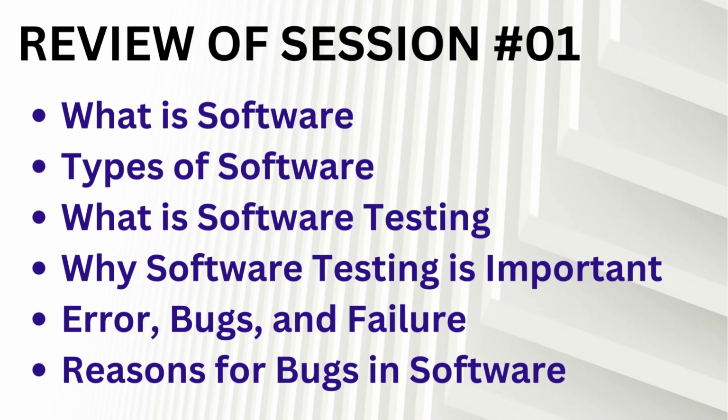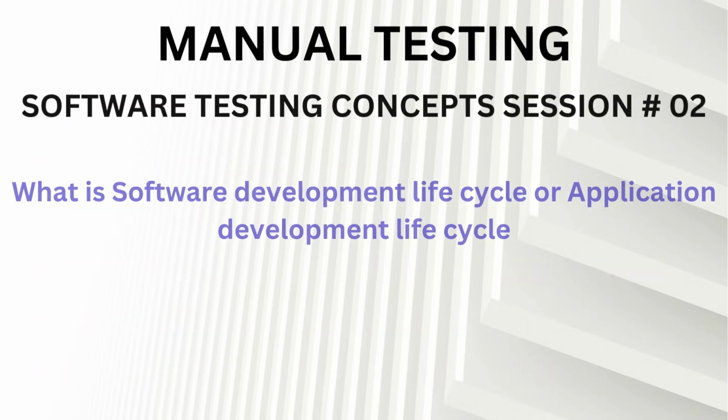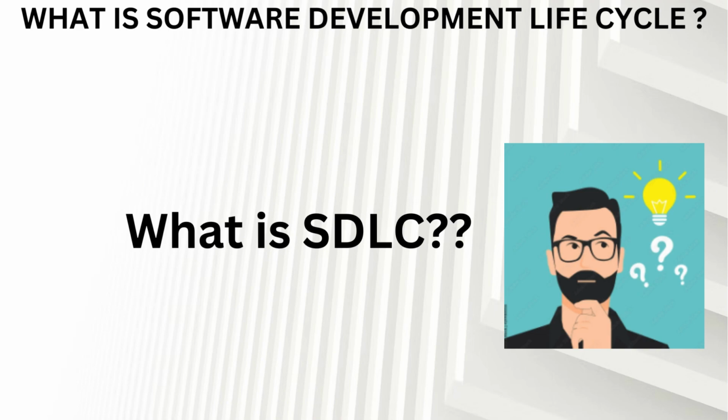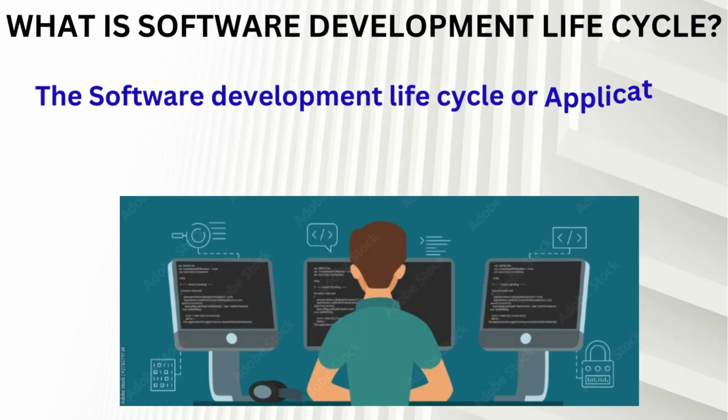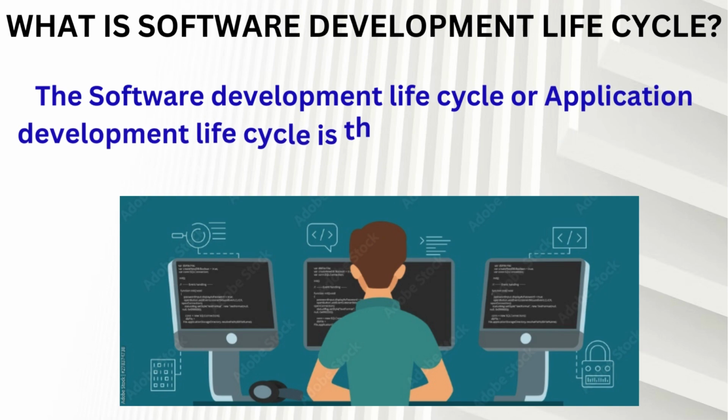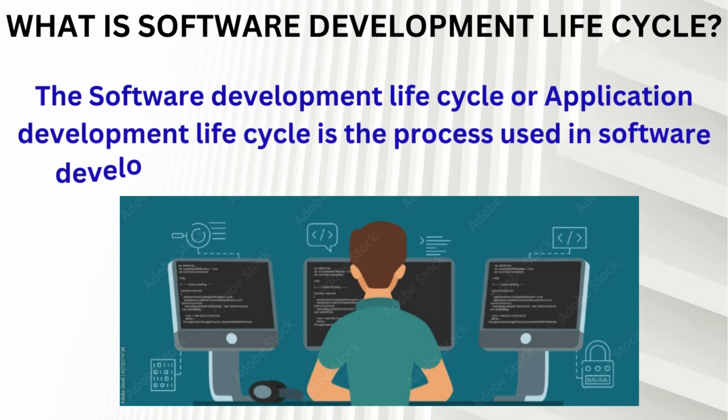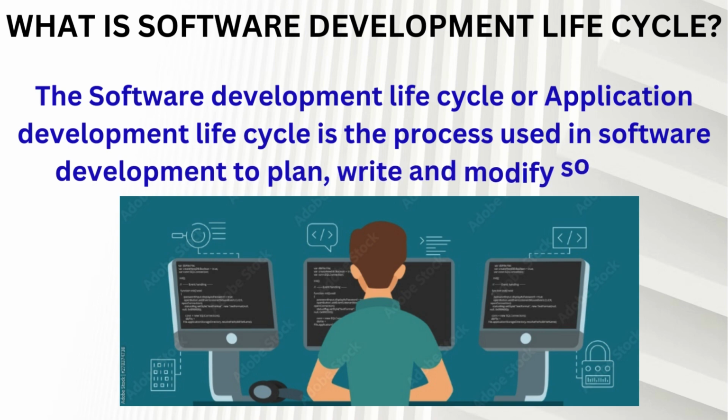Today's session will focus on SDLC, which stands for Software Development Lifecycle, also known as the Application Development Lifecycle. So, what is SDLC? It is a process used for the development of any software. As displayed on the screen, SDLC is the process employed in software development to plan, write, and modify software. This process is utilized for planning, writing, and modifying applications. We will discuss the phases of SDLC later in this session.